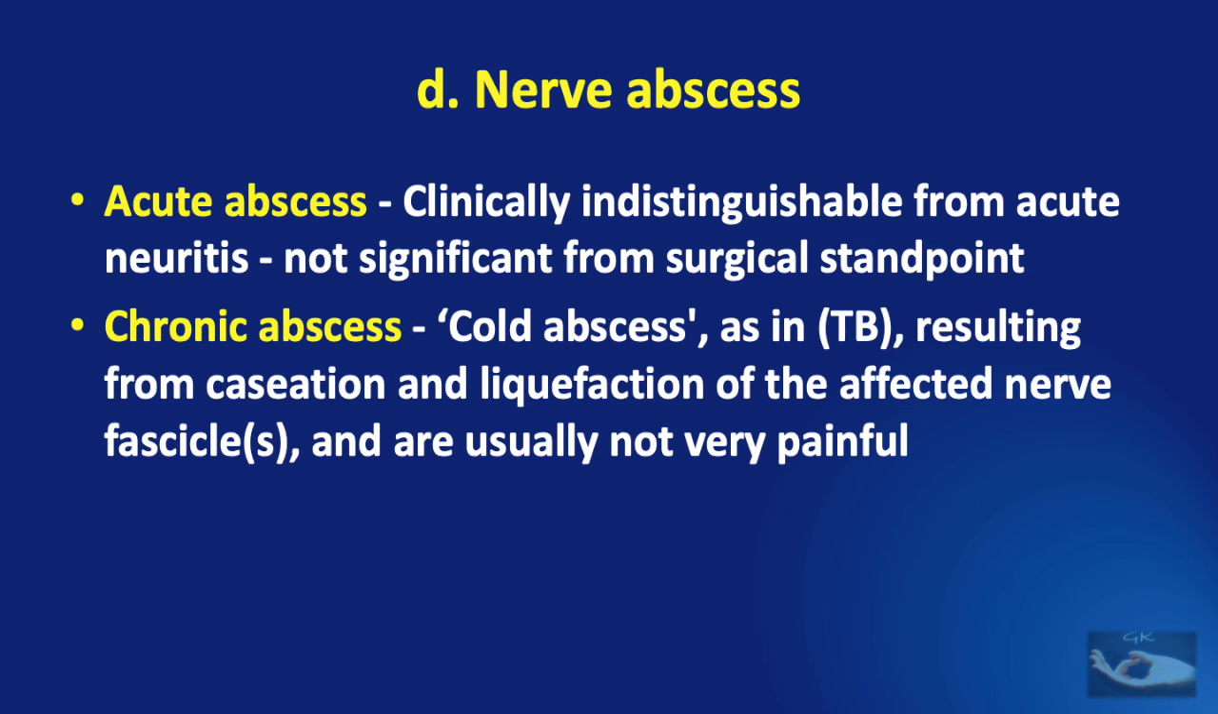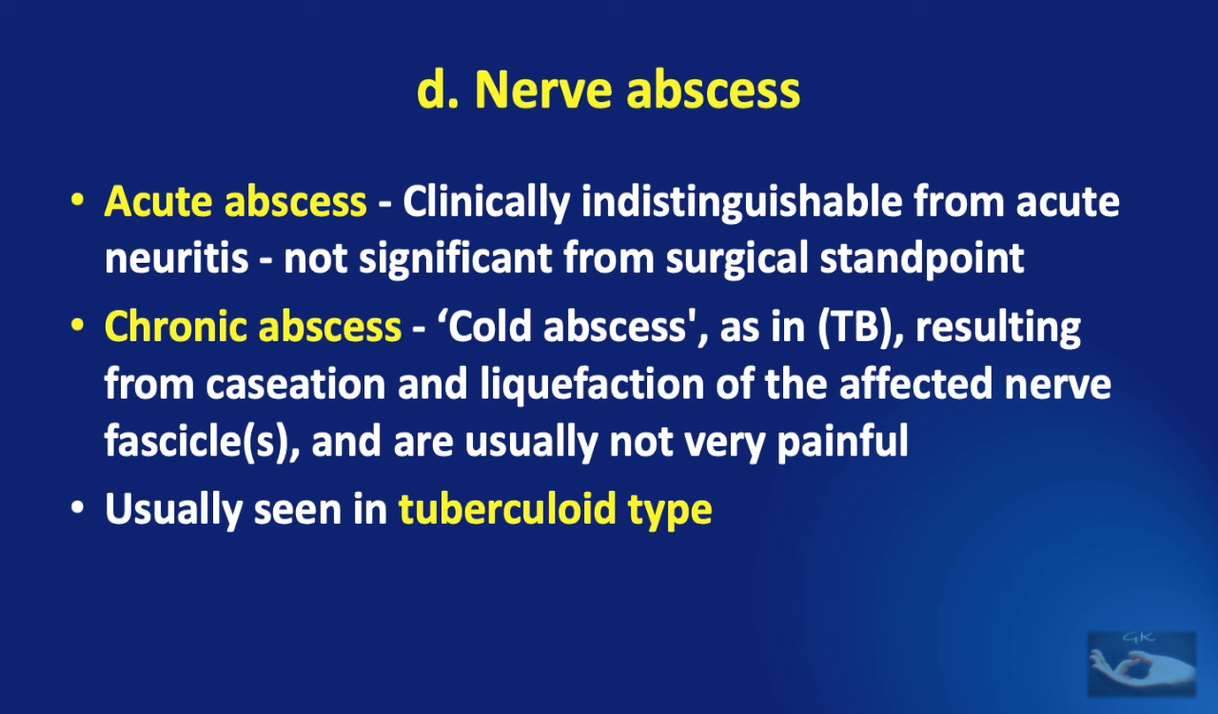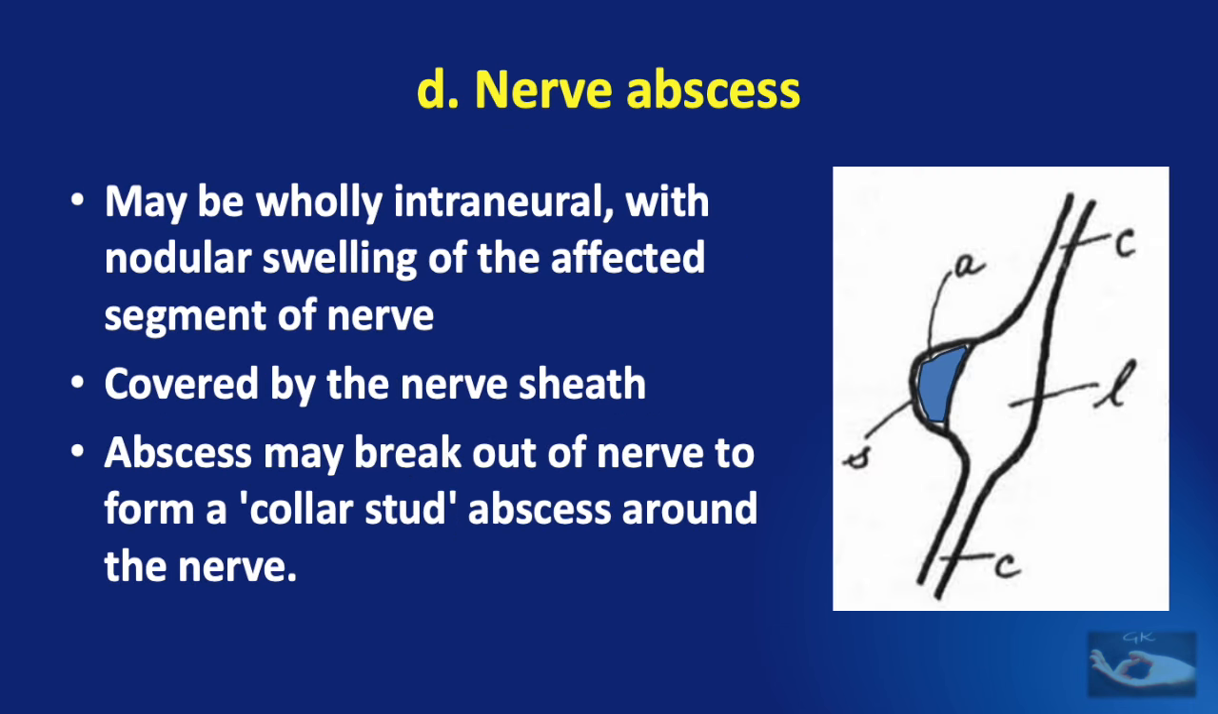Chronic abscess refers to the cold abscess, as in tuberculosis, resulting from caseation and liquefaction of the affected nerve fascicles. These are usually not very painful and commonly seen in the tuberculoid type of leprosy. The nerve abscess may be wholly intraneural with nodular swelling of the affected segment of the nerve, here represented in blue color. It is covered by the nerve sheath. The abscess may break out of the nerve to form a collar stud abscess around the nerve.